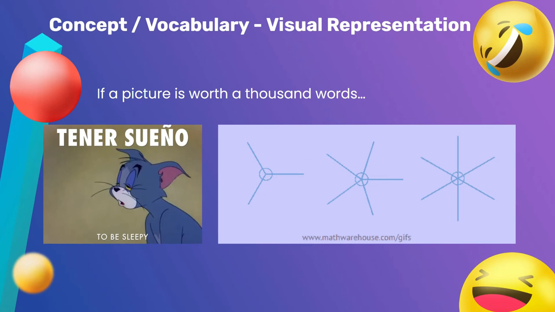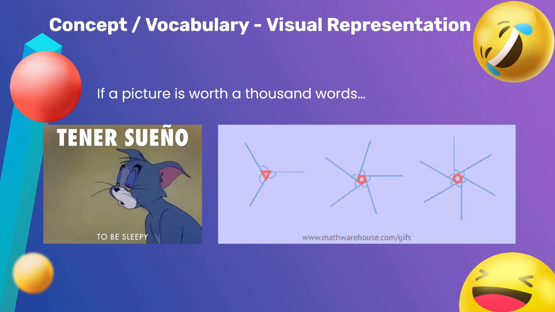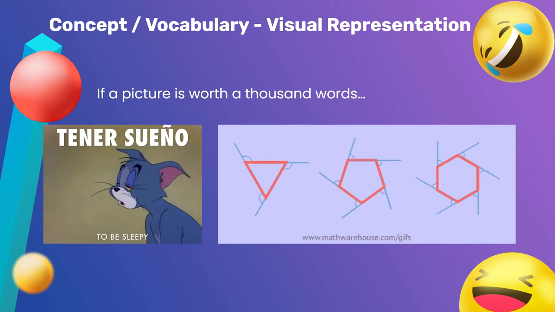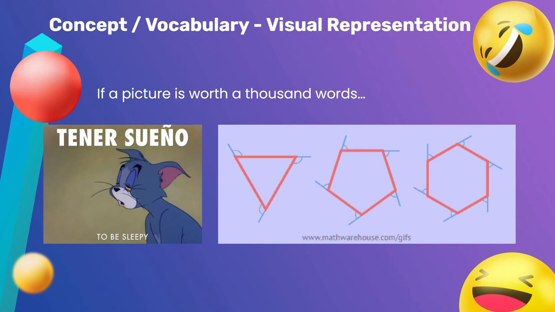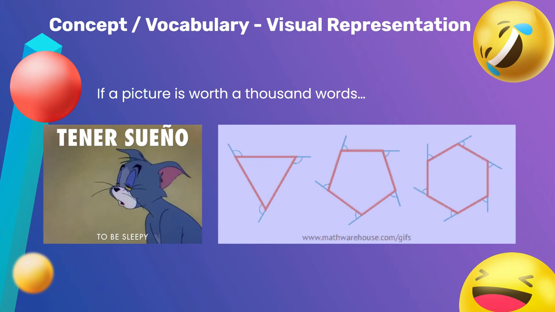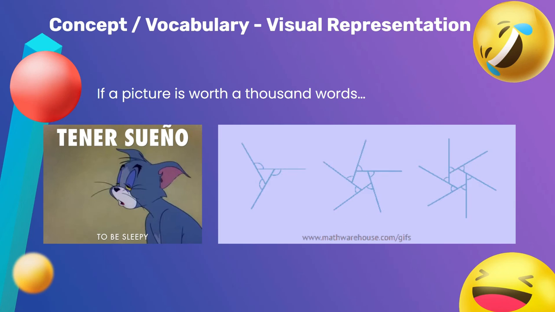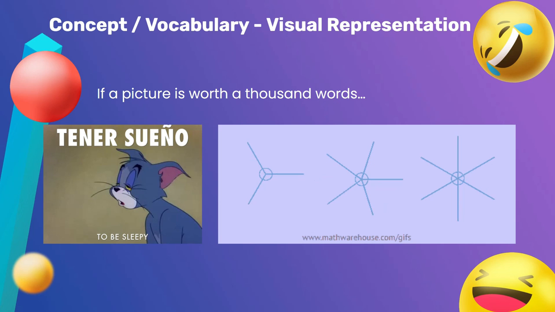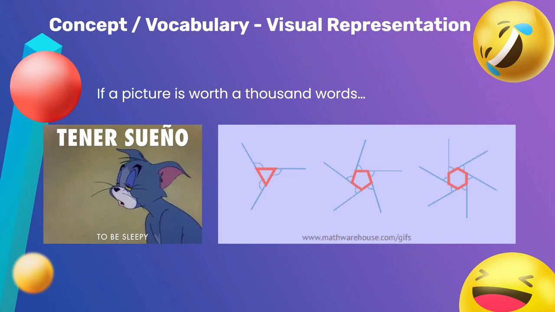And then using visual representation to emphasize things like concepts or vocabulary. If a picture is worth 1,000 words, then what is a meme or a GIF worth is the real question. You'll see on the left we have a Spanish phrase and then the English translation of it, as well as the meme that represents what it actually means. So, to be sleepy, and you see that is a very sleepy GIF, and then a sleepy meme.